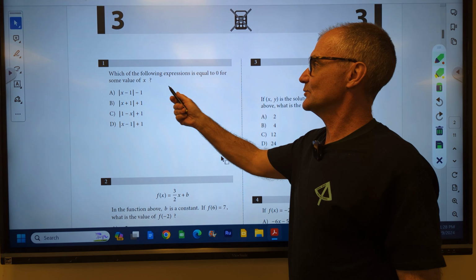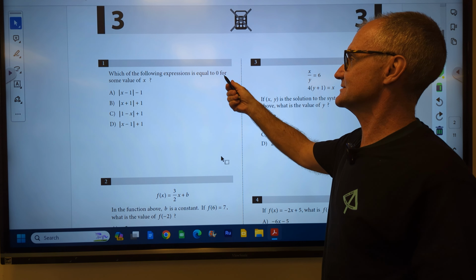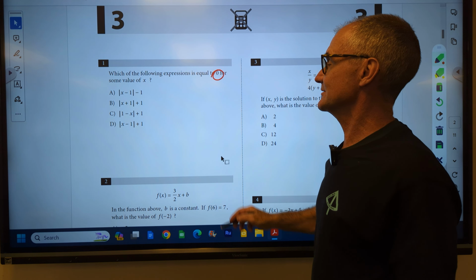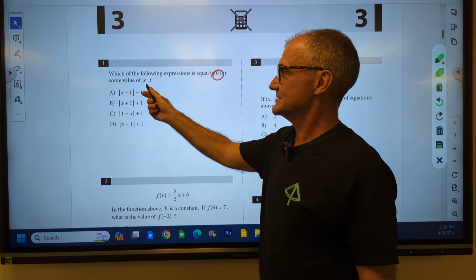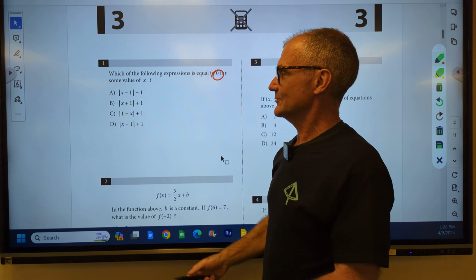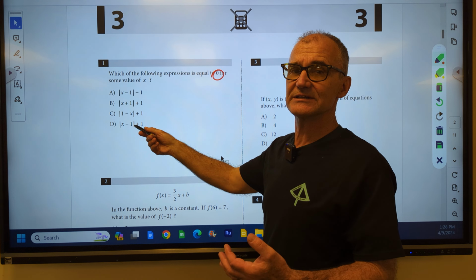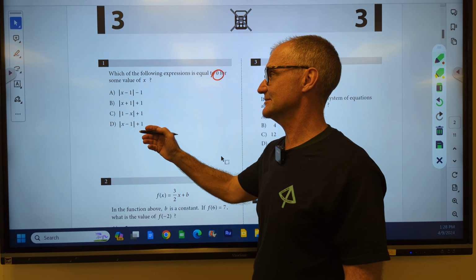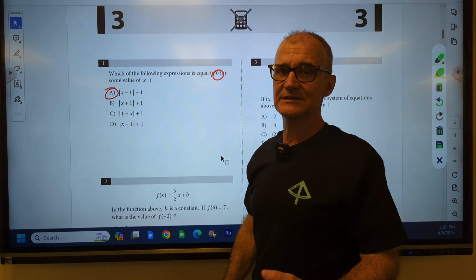Okay, problem number 1, which of the following expressions is equal to 0? So that's an important note, equal to 0 for the summing value of x. Well, what these straight bars are meaning, everything inside of them becomes positive. So I look at these solutions and I say, everything positive minus 1, that could equal 0. Everything positive plus 1, well, there's no way that could be equal to 0. All of these are adding. There's no way you could get to 0 if you have positive plus positive. The only reasonable solution is A.